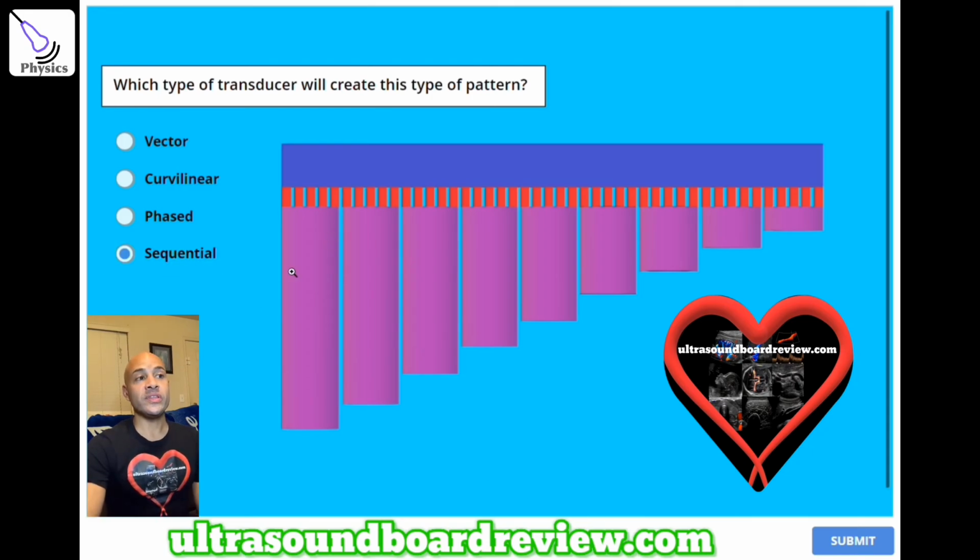So if you look over here at this diagram, each little red rectangle represents a crystal. There are 5 crystals here that are firing at the same time, followed by another set of 5 crystals, which is followed by another set of 5 crystals, so on and so forth. This is called a sequential pattern.